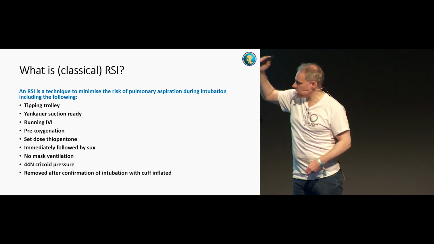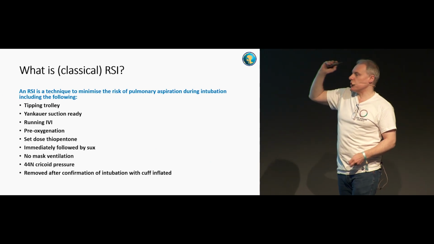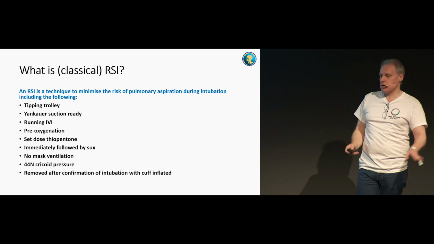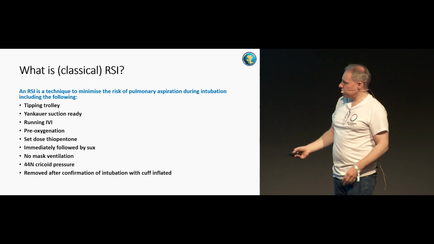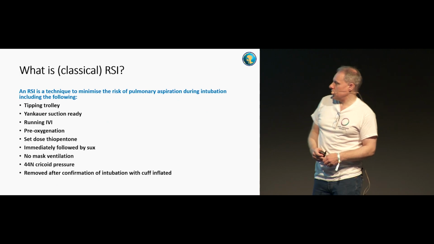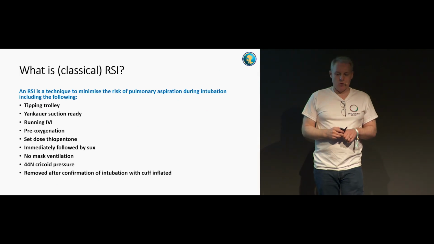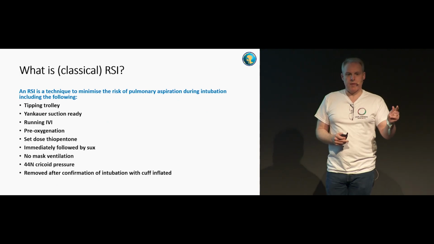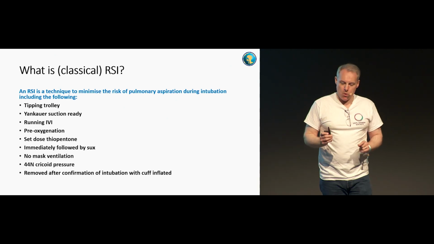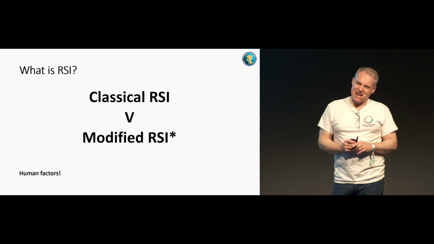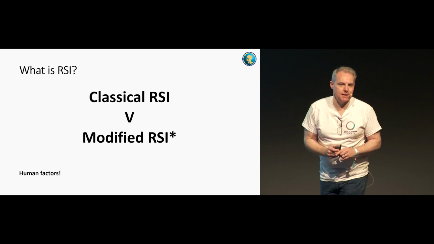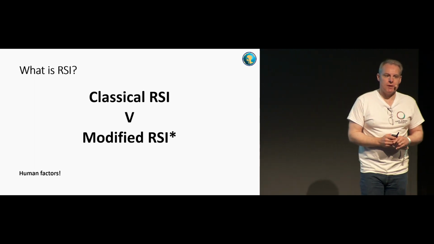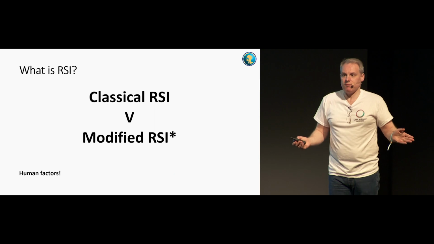You would pre-oxygenate with a set dose of thiopentone, follow it by suxamethonium, set dose, no mask ventilation, apply 44 newtons of cricoid pressure, which was only removed when the cuff was inflated. There was a black and white answer. But we all know it's been modified a bit since, hasn't it? But it's modified differently by everyone.